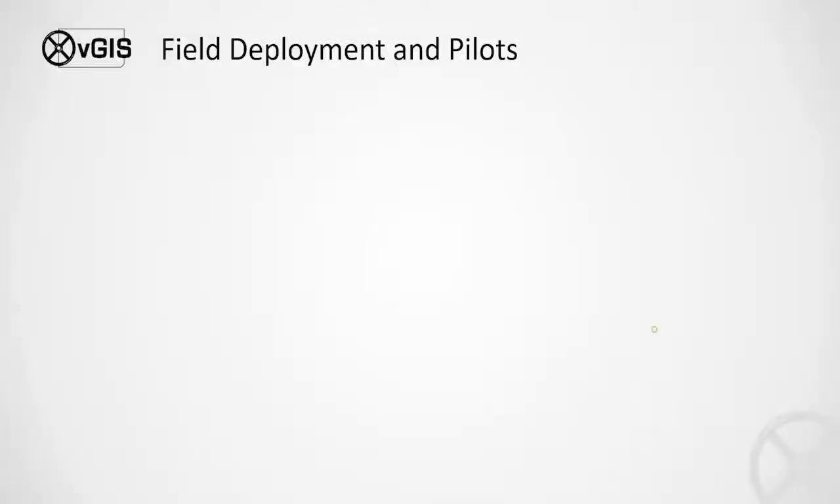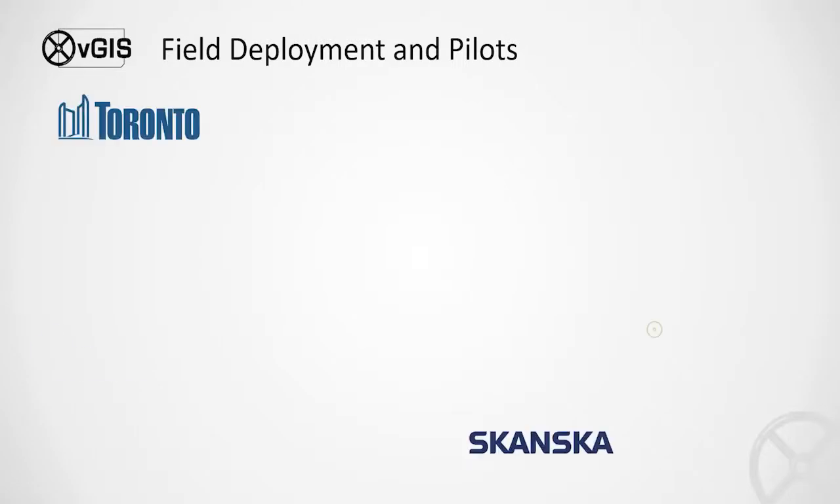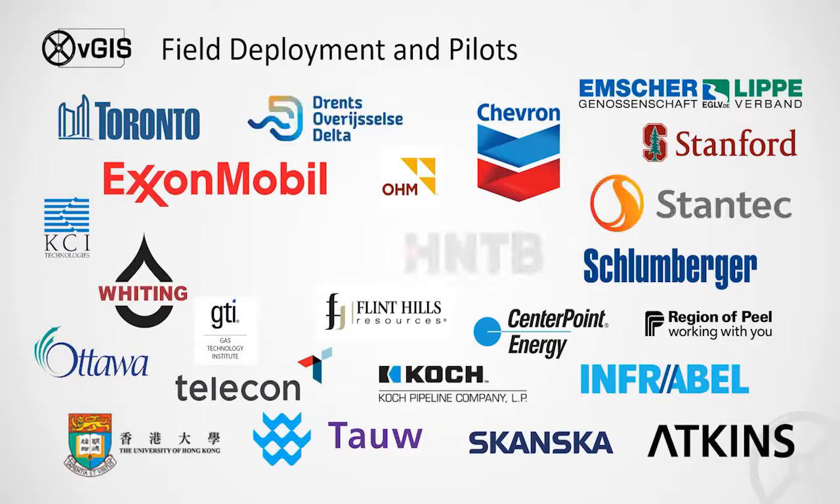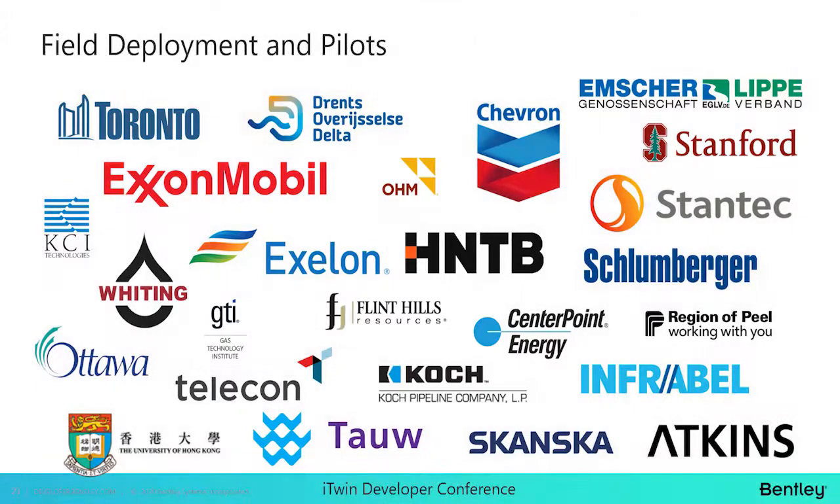vGIS is deployed around the world by organizations in a variety of different industries. Many of our clients operate in the local government and utility space, while others are organizations in the oil and gas and broader energy sector, or organizations like Skanska, Atkins, and Stantec that offer consulting and engineering services to their clients on a variety of projects.